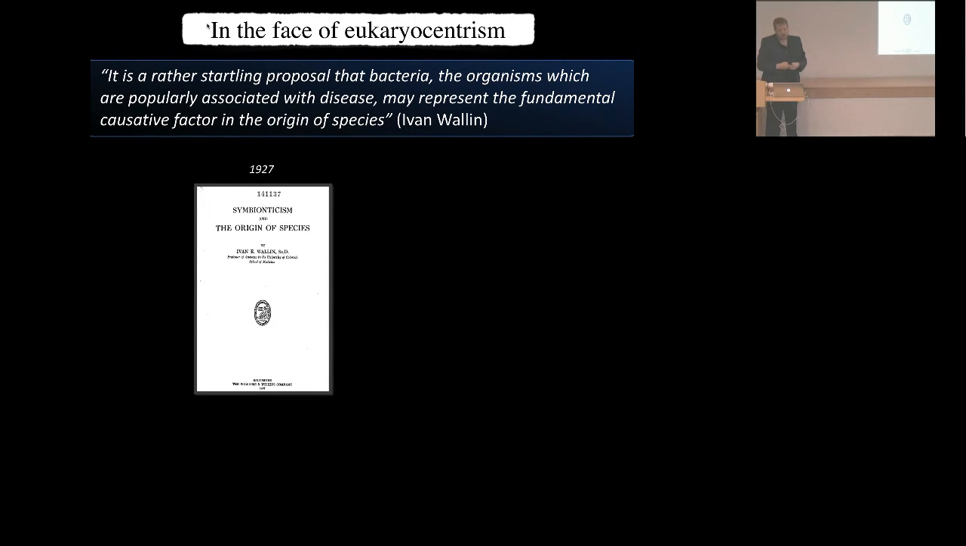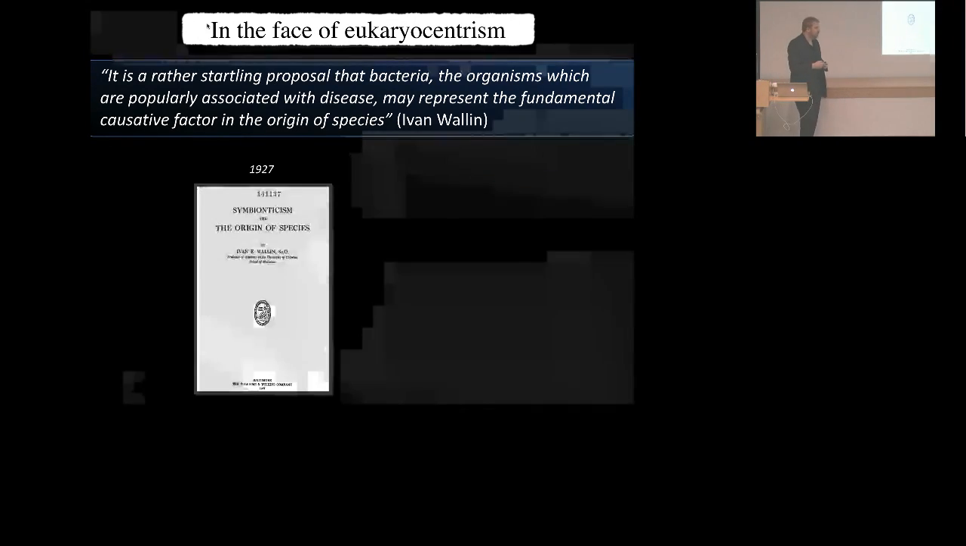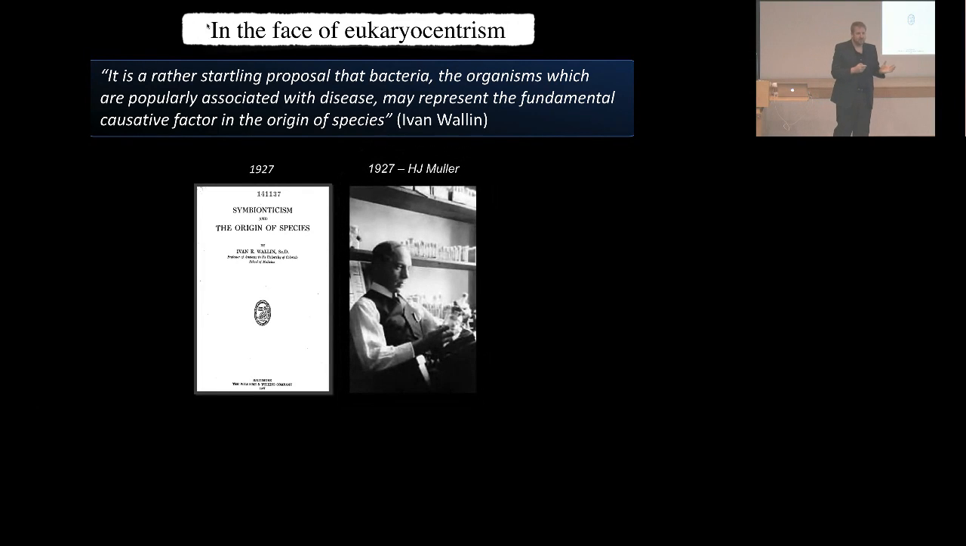So history was not kind to Wallin, because in 1927, the same year he published his book, H.J. Muller publishes the very famous experiment on transmutability of Drosophila through his X-ray radiation experiments, where he was able to show that if you radiate sperm or eggs, you induce mutations that can be mapped to chromosomes and genes in the nucleus. So symbiosis sort of gets trumped in history by the origin of genetics.